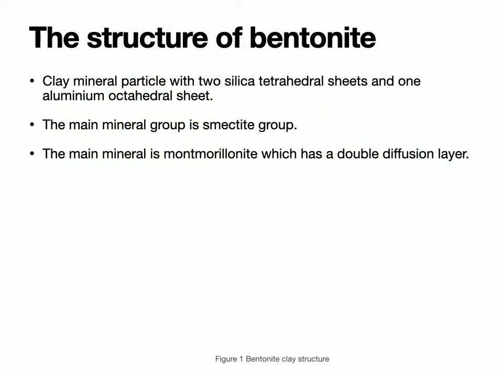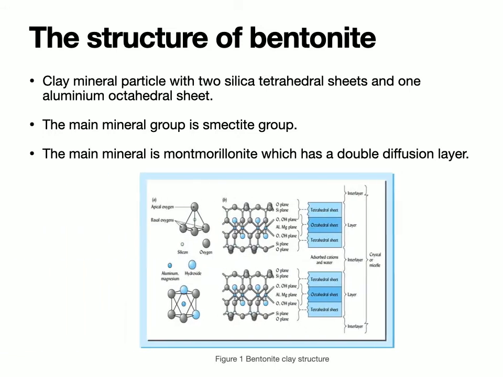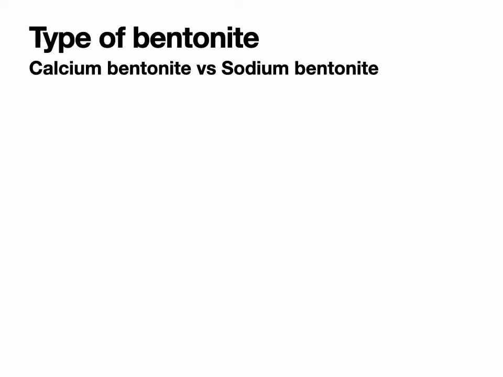A little bit about the structure of the bentonite. Bentonite is a clay mineral particle with two silica tetrahedral sheets sandwiching one aluminum octahedral sheet. It is also known as the smectite group, because the main mineral of the smectite group is montmorillonite. That's why it's known as bentonite, because the main mineral in the group is montmorillonite, which has a double diffusion layer.